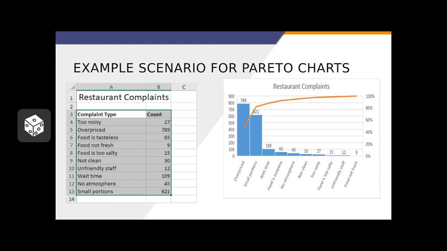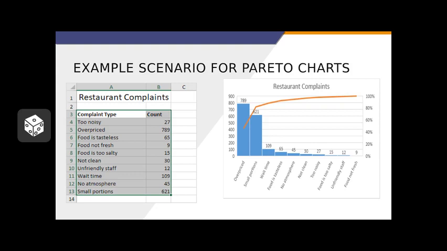For this example, the highest count lies in the overpriced complaint type. So the overpriced category would be first with 789 counts. Next would be small portions, which has 621 counts. After that would be wait time with 109, and so on and so forth. The bar showing the lowest number of problems will be last. This line, as you can see, is the cumulative sum line. The goal, of course, is to reach 80%.